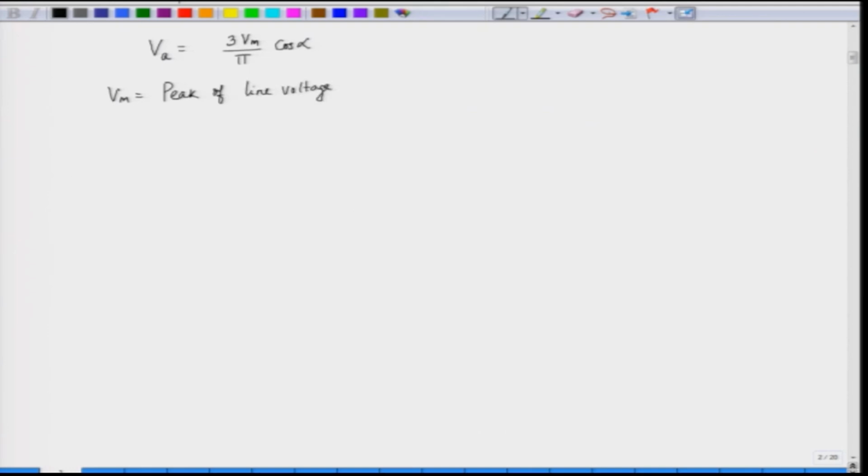The input is AC, so the line voltage is equal to root 2 times V line, or line to line voltage. So we can also write this V A as 3 into root 2 V L L by pi into cos alpha. We are assuming that the current is continuous, because we have 6 step ripple. The possibility of the current coming down to 0 is remote. It only occurs in a very narrow range, so we will not discuss the discontinuous current operation for this course.